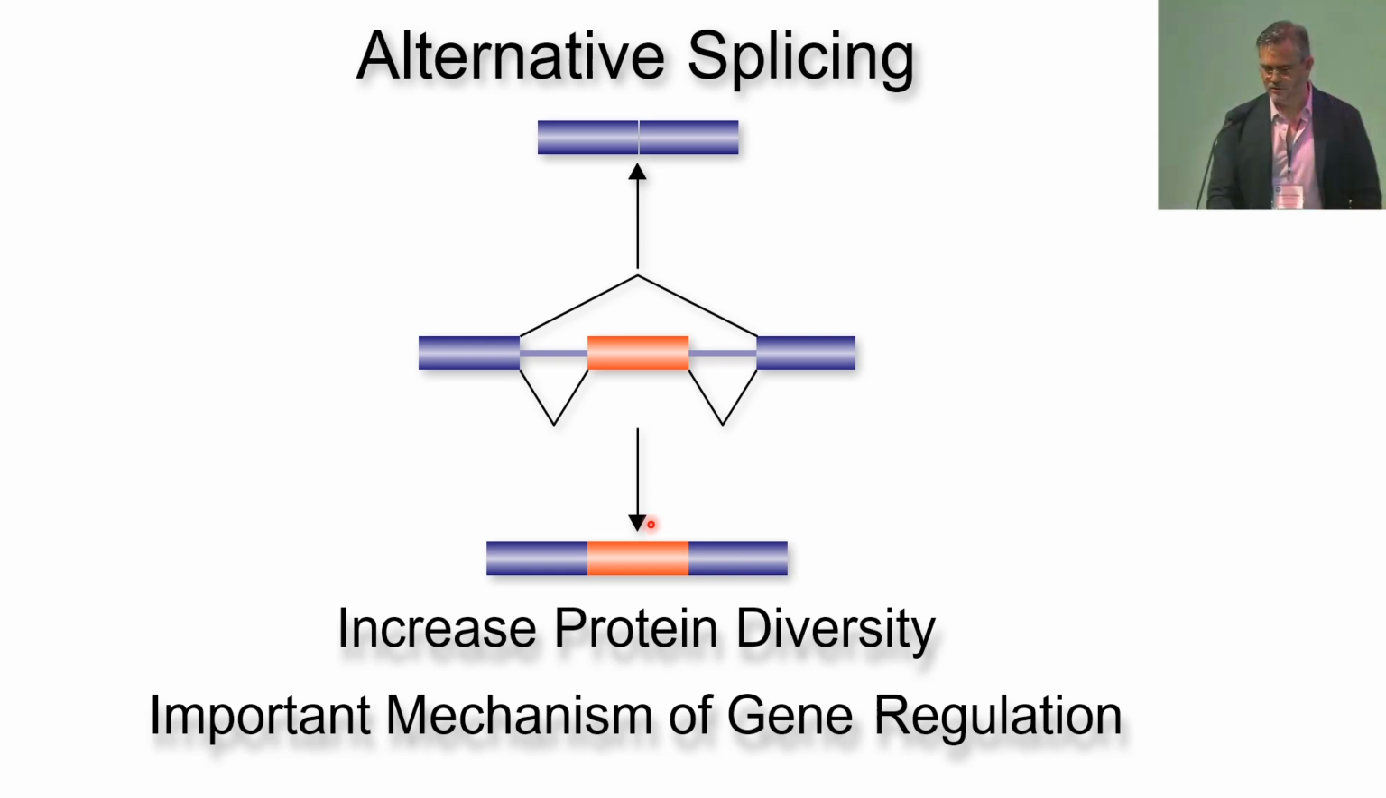For this hypothetical gene, the orange exon in the middle can be skipped, and you splice the two blue exons together to give you the transcript at the top, or you can join all three exons together and give you the mRNA on the bottom. Both of these mRNAs will encode different protein sequences. So from a single gene, you can synthesize different proteins through alternative splicing. This serves both to increase the diversity of proteins expressed in a genome, and it's a very important mechanism of gene regulation.